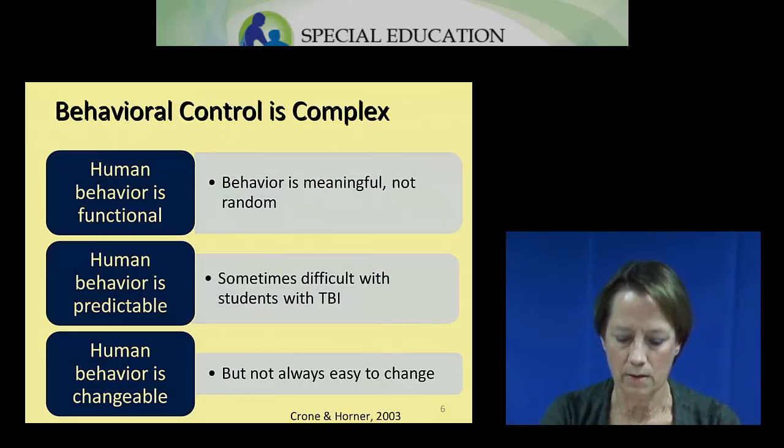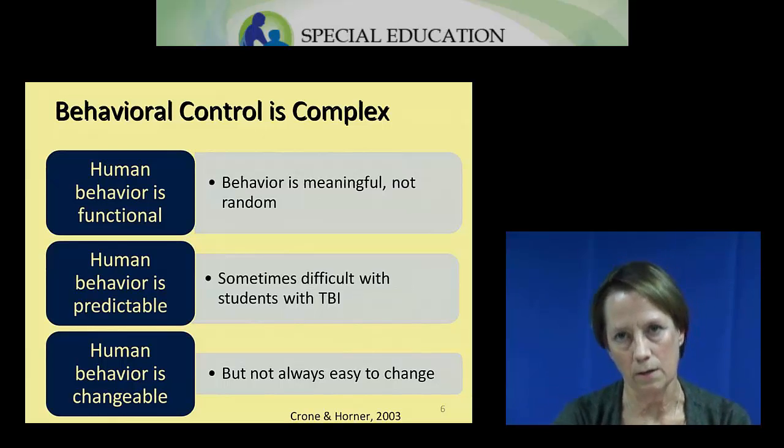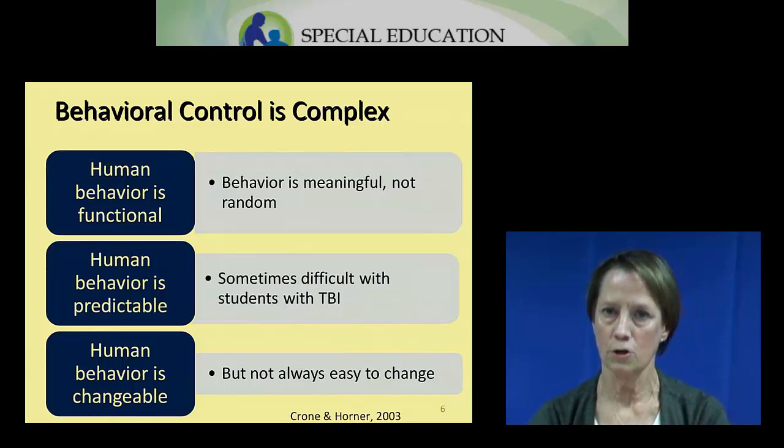I'd like to begin by examining 3 assumptions that we make when we think about changing behavior. First of all, human behavior is functional. We know that it's meaningful. It doesn't just happen at random. Secondly, human behavior is predictable. Sometimes it's difficult to predict behavior after TBI with students, but we can often anticipate what students will do. And third, human behavior is changeable. It's not always easy, but we can change human behavior.